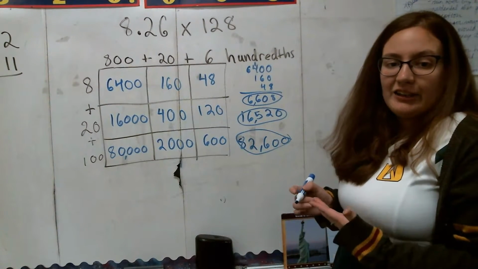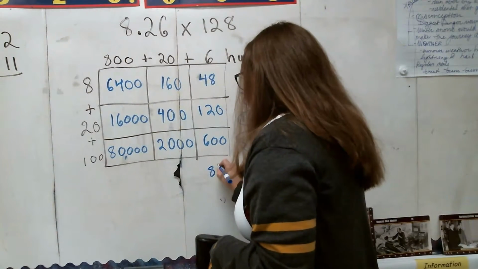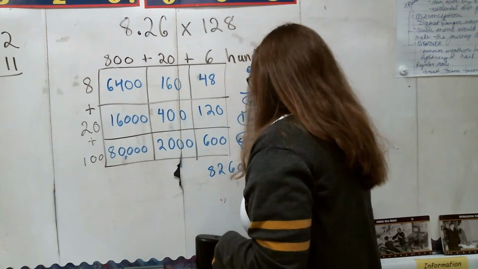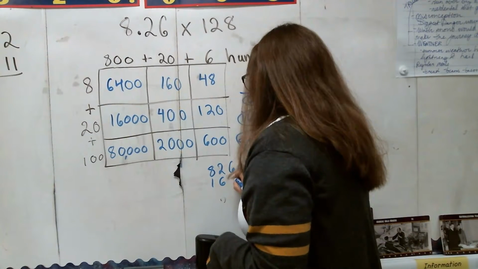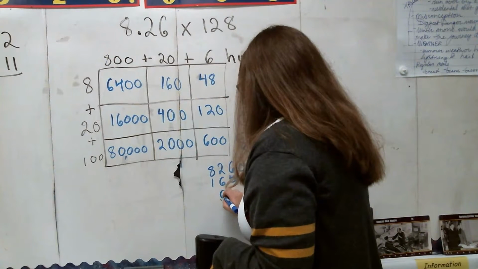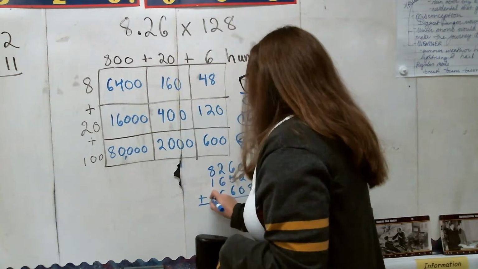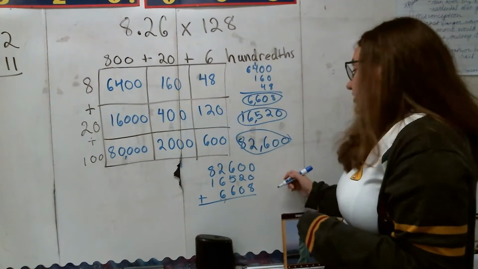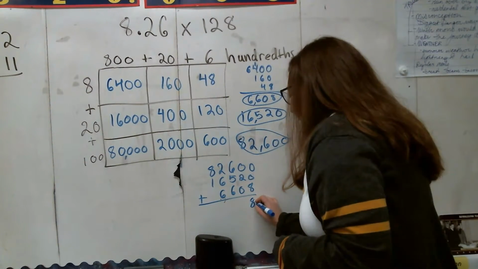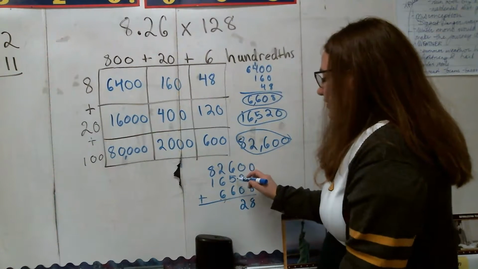Now I need to add all these partial products together to get my final answer. So I have 2,600 plus 16,520 plus 6,608. So we'll add all of these up. 0 plus 0 plus 8 is 8. 0 plus 2 plus 0 is 2. 6 plus 5 plus 6.